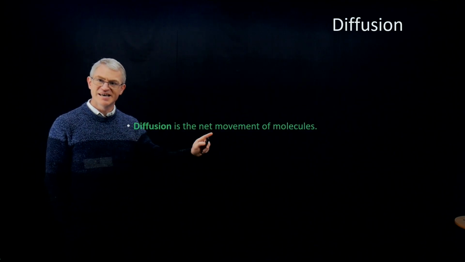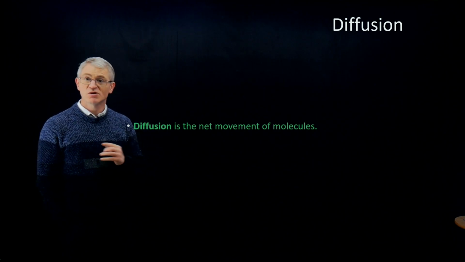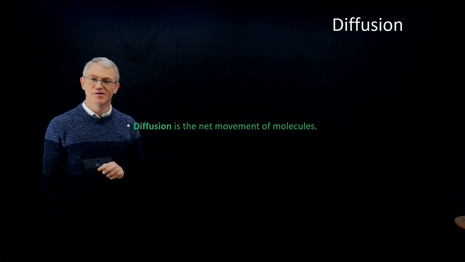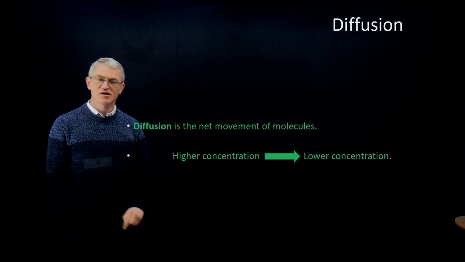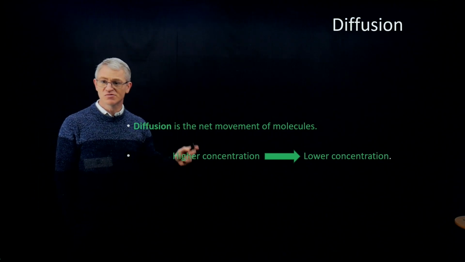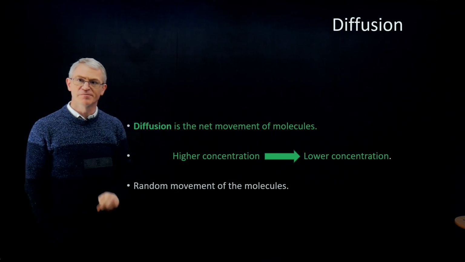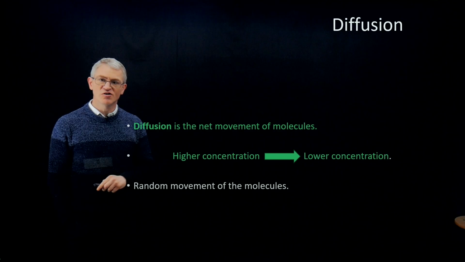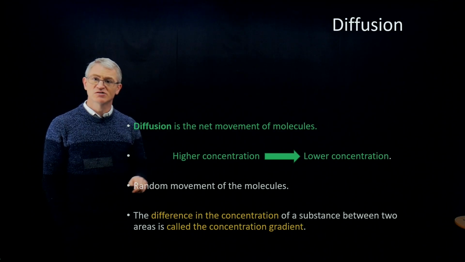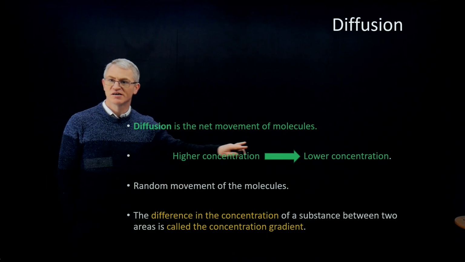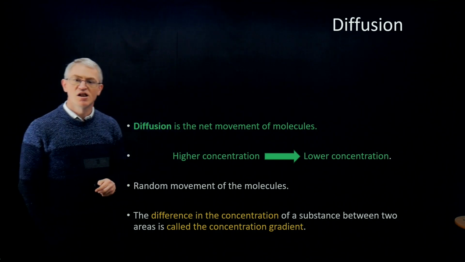So diffusion is the net movement of molecules, most of the time through the air, although it can happen in liquids as well. And it's a movement from a high concentration to a low concentration. So if there's a high concentration of particles somewhere and a low concentration elsewhere, it's going to spread into the low concentration area. It's due to the random movement of molecules. The difference in concentration of a substance between the two areas is called the concentration gradient. So it's working down the concentration gradient, from the higher to the lower.